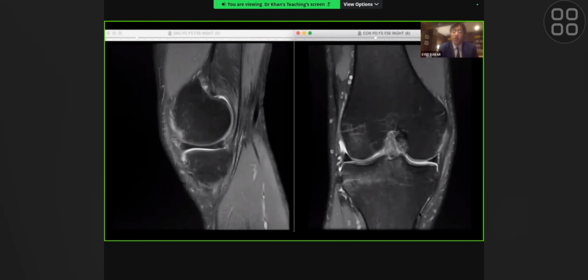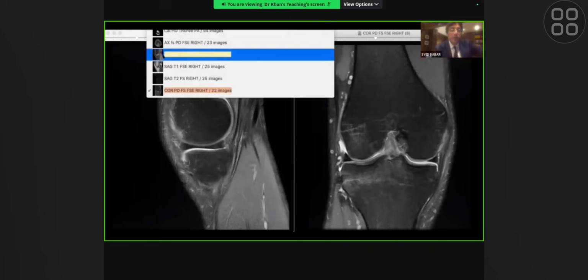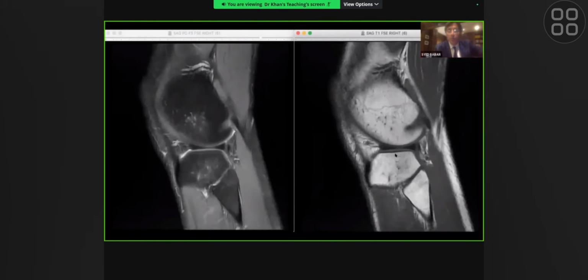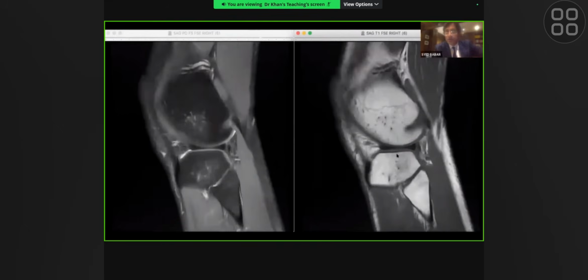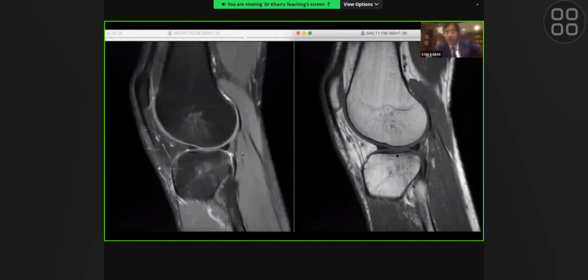Do we need to look at any other sequence? Yes, we do need to look at other sequences. And I'm just going to bring a T1 weighted sequence up here. Why? Because we want to see if there is a fracture or not. So let's start again from the lateral side. Now here, I'm only interested in fracture. I'm not interested in anything else.